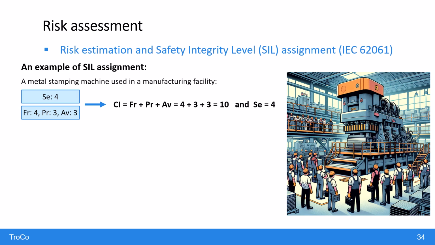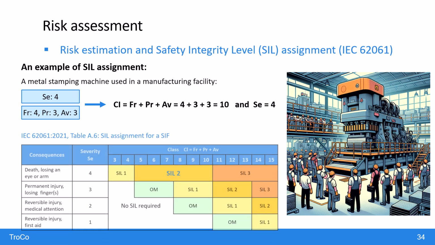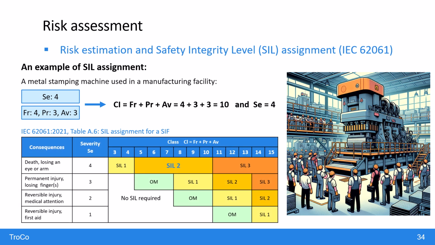Probability, PR, is 3. Possible under normal conditions. Hazardous events may occur, but not with the highest likelihood. Avoidance, AV, is 3. Limited ability to avoid harm due to machine layout or short reaction time. This gives a class of probability, CL, equal to 10. According to IEC 62061, with SE equal to 4 and CL equal to 10, the required SIL is SIL 2. This SIL applies to the safety-related control function designed to mitigate the stamping hazard.